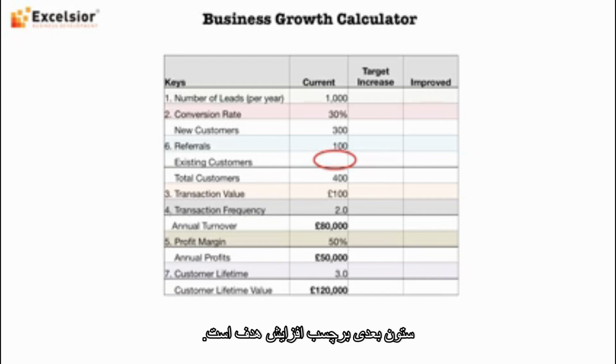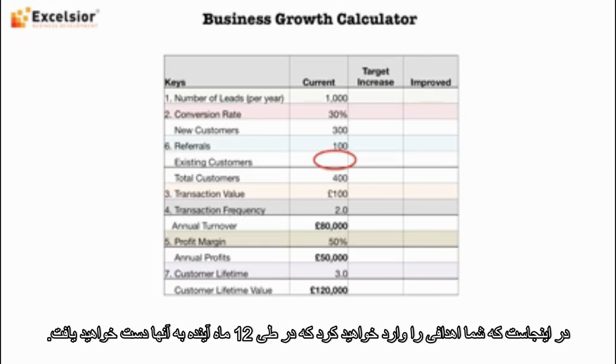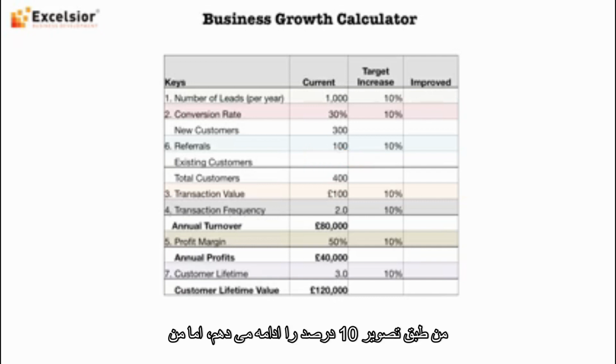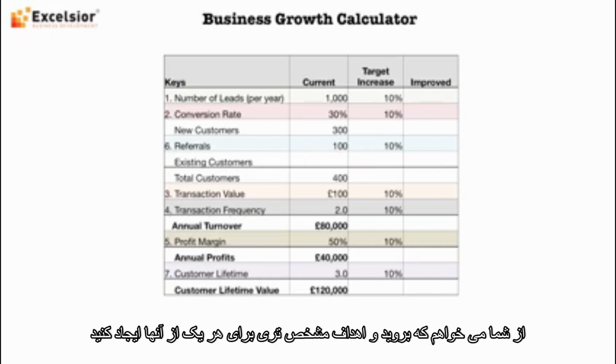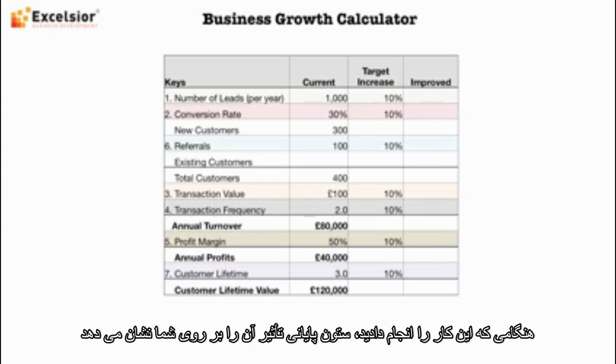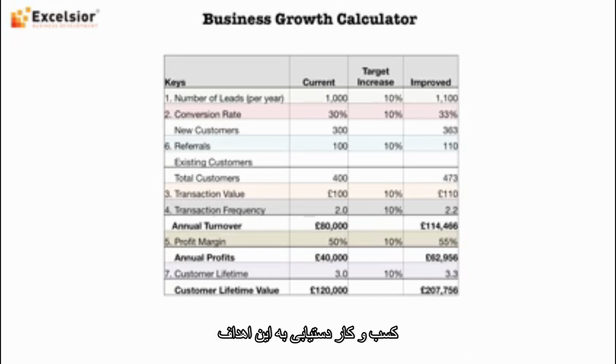The next column is labelled Target Increase. This is your 7 keys formula percentage target for each key. It's here that you will enter some goals to aim for over the next 12 months. I'll continue with the 10% as per the illustration, but I want you to go away and develop more specific goals for each of the keys, based on the circumstances of your business and the opportunities that you're able to identify. Once you've done that, the final column shows the impact on your business of achieving these targets.